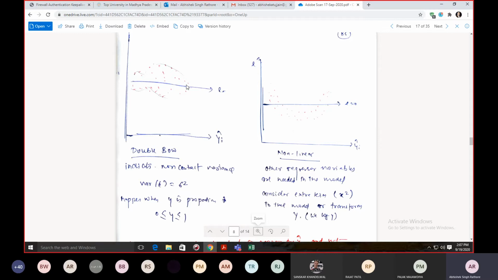So when you are getting such type of data, it indicates that you are having again non-constant variance. If you are having non-constant variance, it means that you are again not having a satisfactory model.